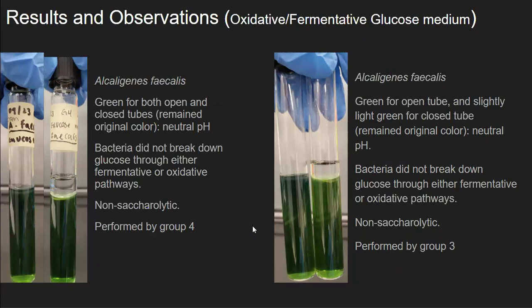Alkaligenes faecalis was green for both the open and closed tubes, remaining the original color of a neutral pH. They were non-saccharolytic, and the bacteria did not break down glucose through either fermentative or oxidative pathways.